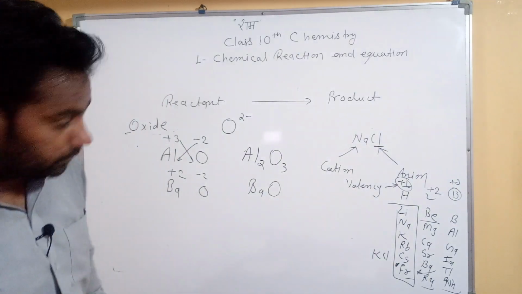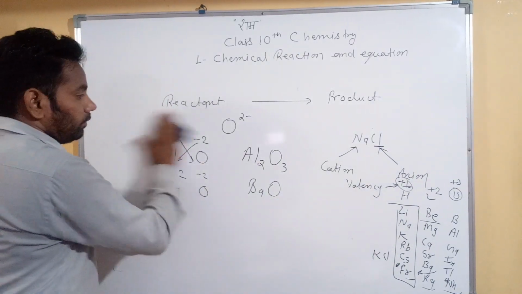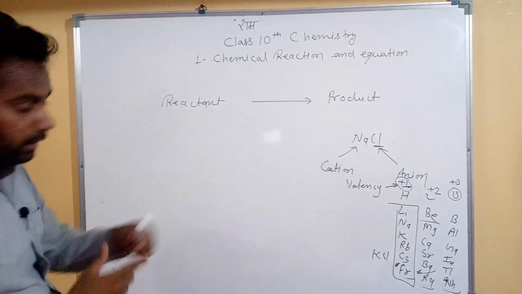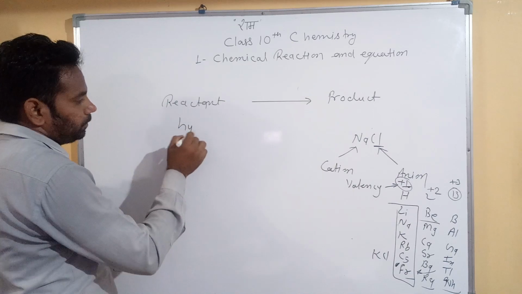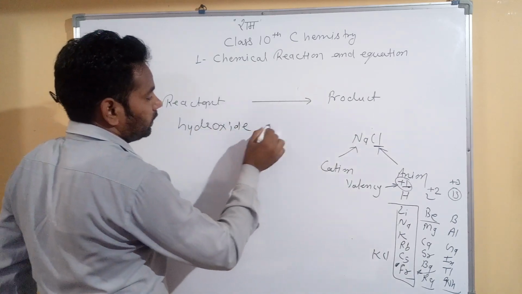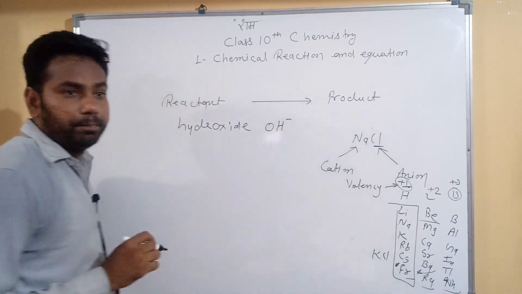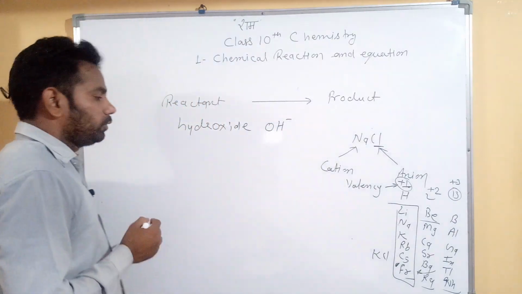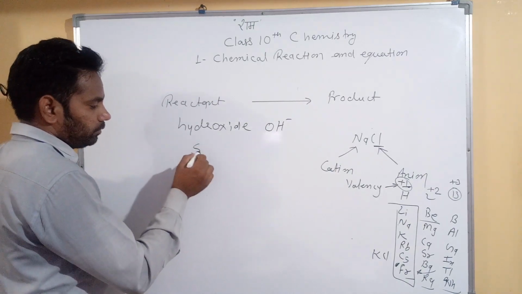Next we will understand about hydroxide. The hydroxide ion is OH negative, so OH has a valence of -1. I want the formula of sodium hydroxide.